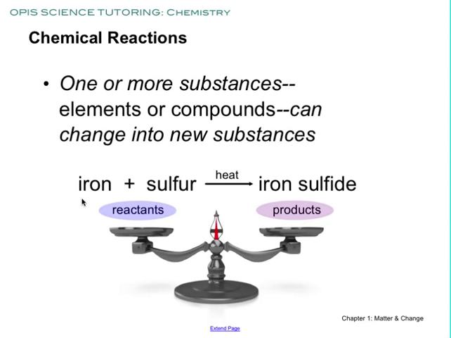You'll notice that whatever is on the left, whether it is a combination of elements or substances, they are referred to collectively as the reactants. Whatever we end up with, the result on the right side is called the product or products. So those are very important terms. The reactants are on the left, the products are on the right.